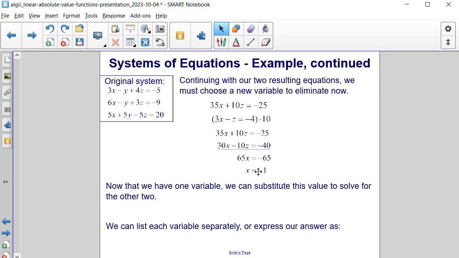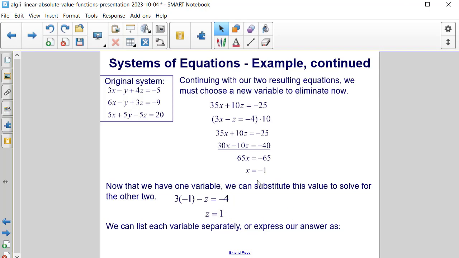So if we take the x value of negative 1 and substitute it into 3x minus z equals negative 4, we can then solve for z very quickly. So we'll end up getting negative 3 minus z is equal to negative 4. If you add 3 to the other side, you'll end up getting negative z is equal to negative 1, so z is going to be positive 1.